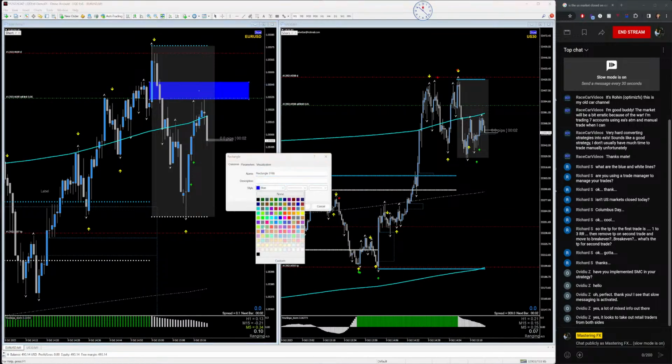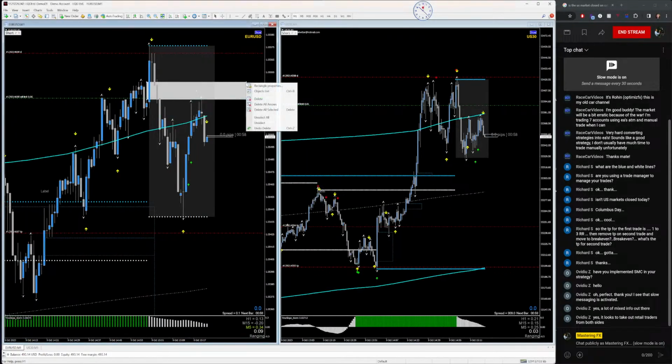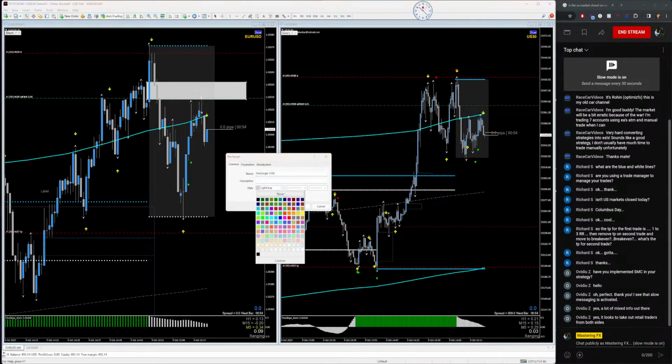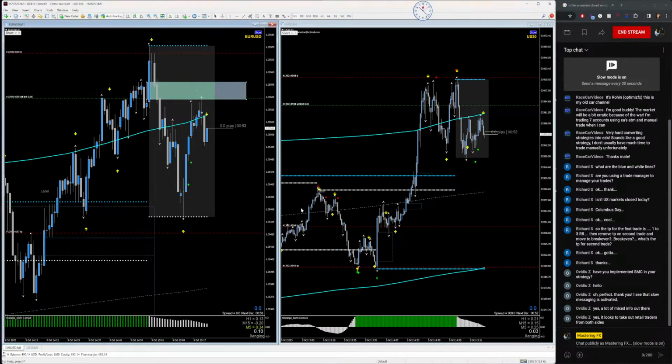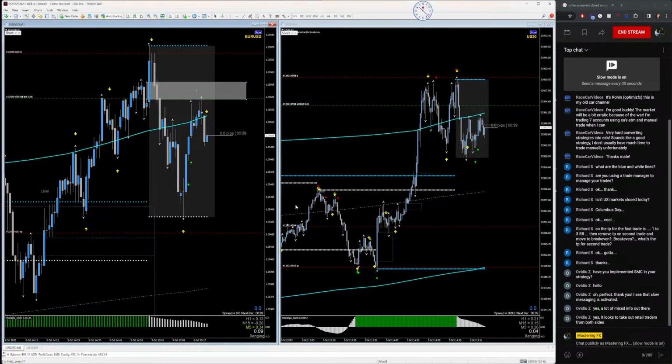Let's change it. I don't like this color. That's too bright. Let's make it slate gray. Yeah, still too bright. Make it dim gray. Yeah, I guess that's good.